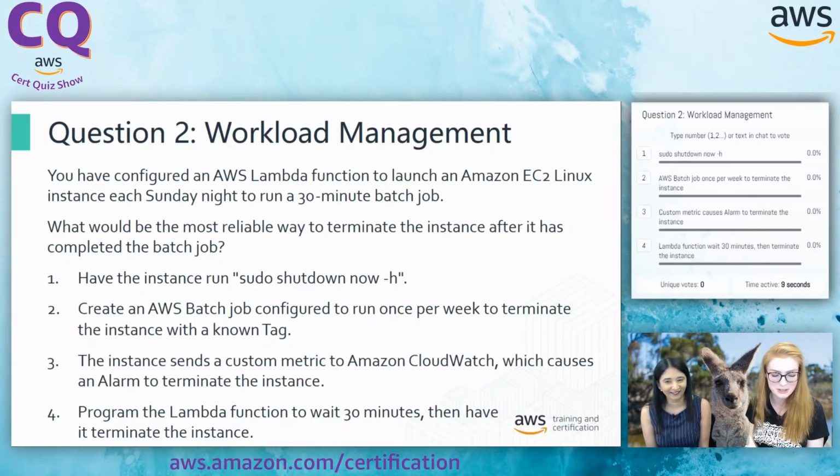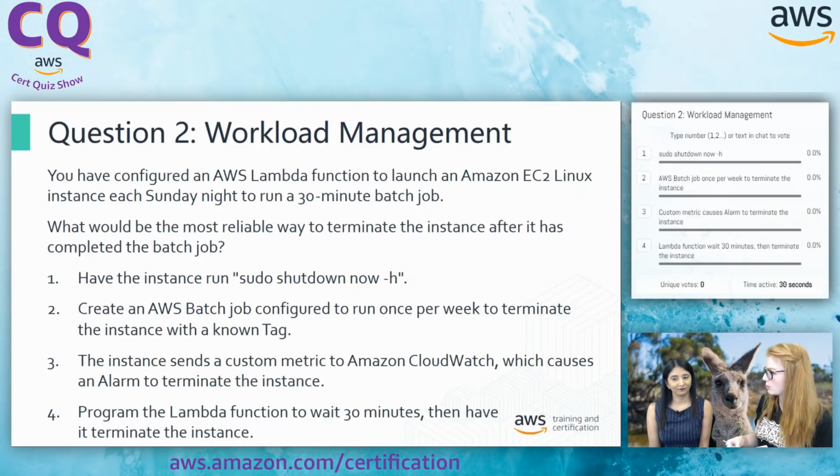I know. Good. Let's move on to question 2, a bit of workload management. You have configured an AWS Lambda function to launch an Amazon EC2 Linux instance each Sunday night to run a 30-minute batch job. What would be the most reliable way to terminate the instance after it has completed the batch job? And once again, this question requires one answer only.